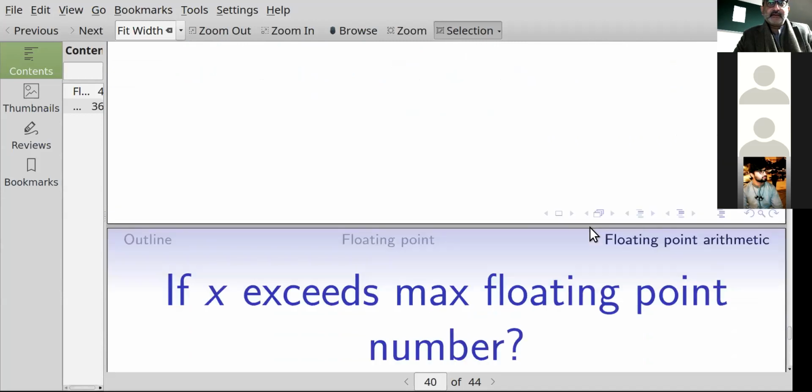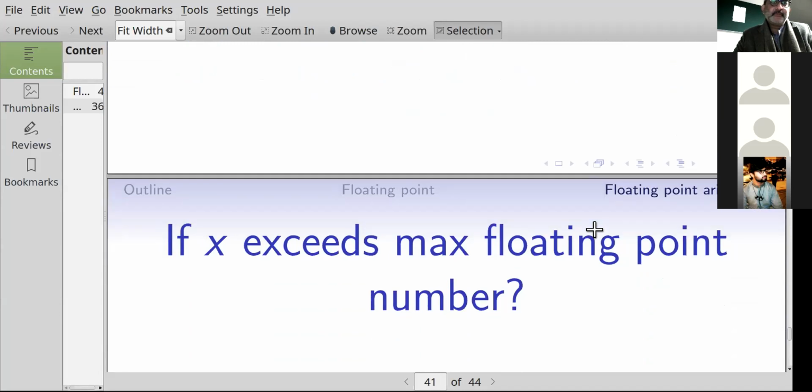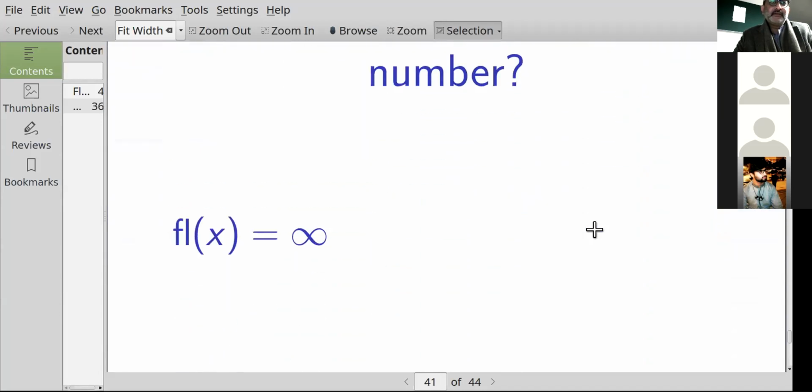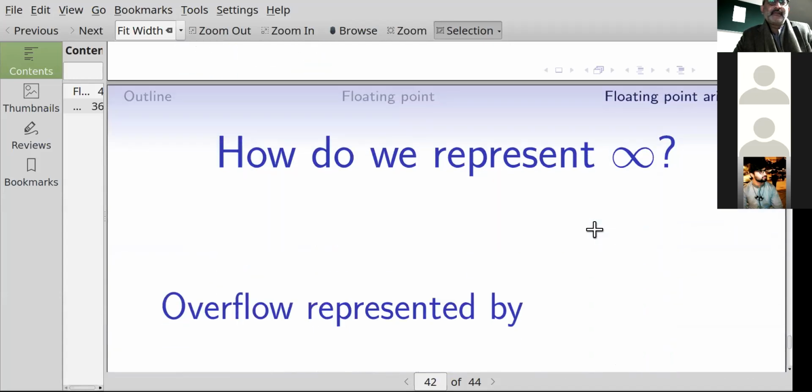Naturally this leads to a question. If x exceeds the maximum floating point number, what happens? There's some largest floating point number that my machine can handle, and without resorting to software solutions, what happens? Well, I call the FL of x result infinity, which is painful to mathematicians to use infinity in this way, but okay.